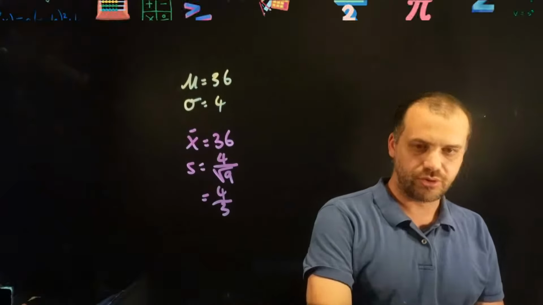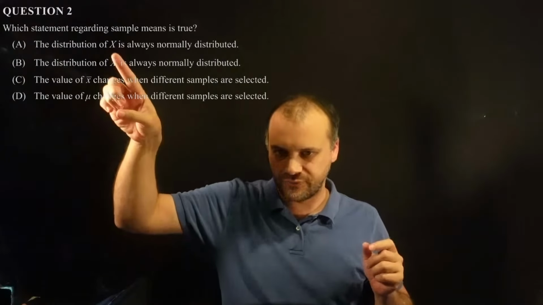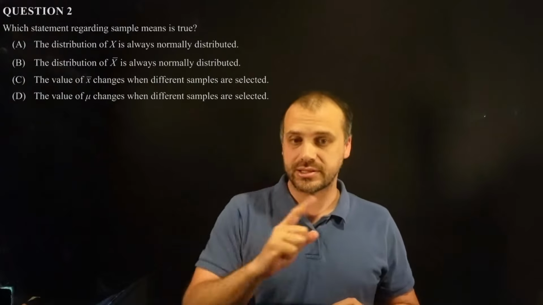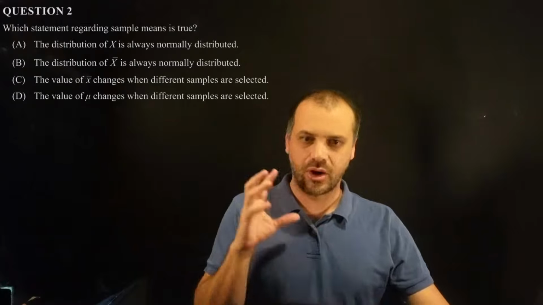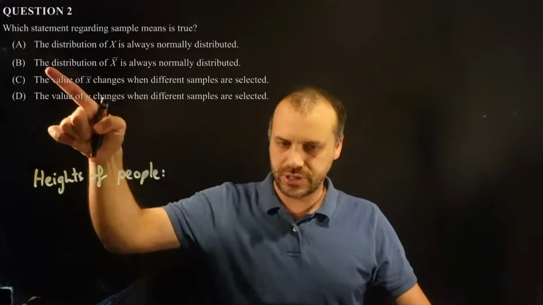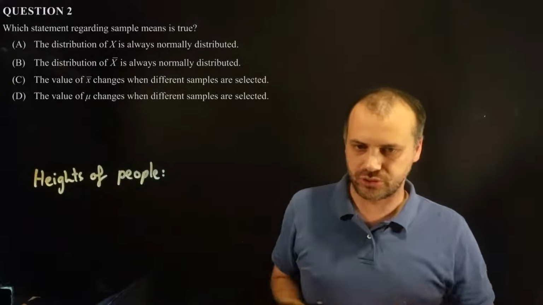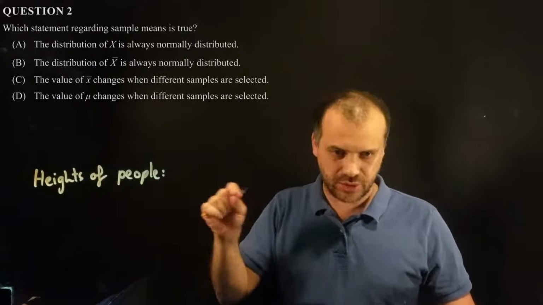You can't go wrong. So for this question, we'll do a tiny little mini lesson because there are 4 letters here and we really want to understand what they mean. So let's consider population heights. That's what we're thinking about, heights of people. So let's go through these letters in turn. The distribution of X is always normally distributed. Now what is X? X is the individual heights of the people.